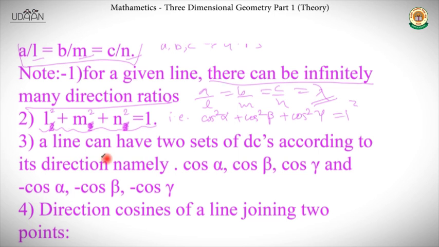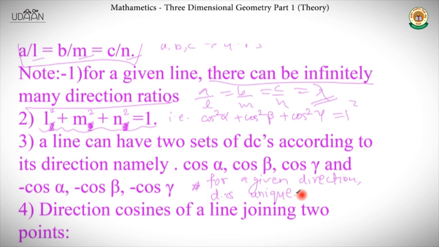The third point is that a line can have two sets of DCs according to its direction, namely cos alpha, cos beta, cos gamma, and minus cos alpha, minus cos beta, minus cos gamma. But for a given direction, direction cosines are always unique.